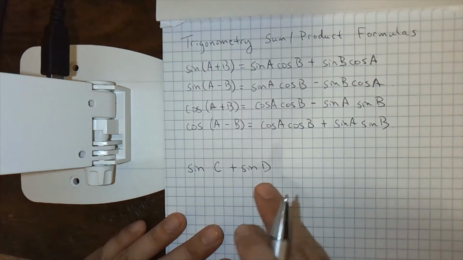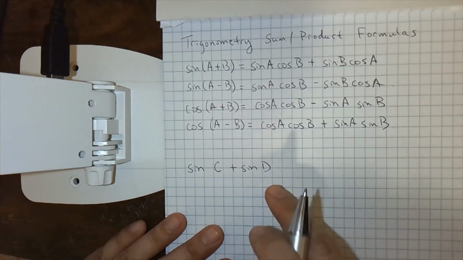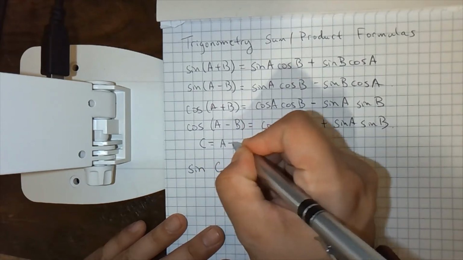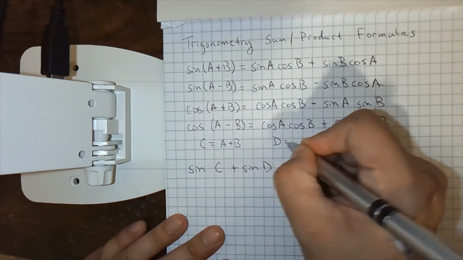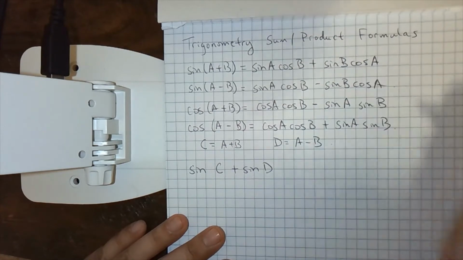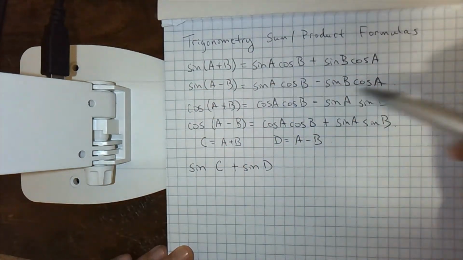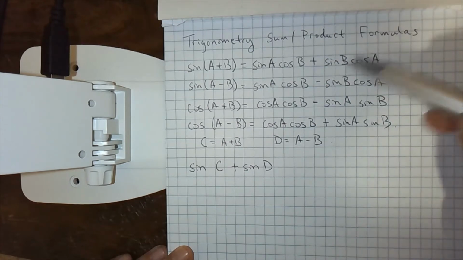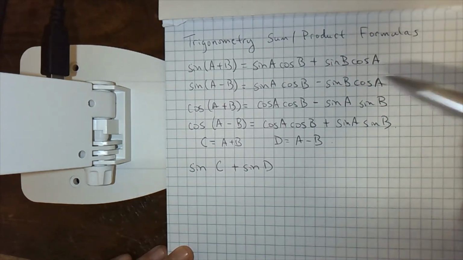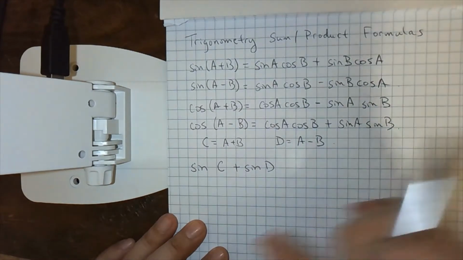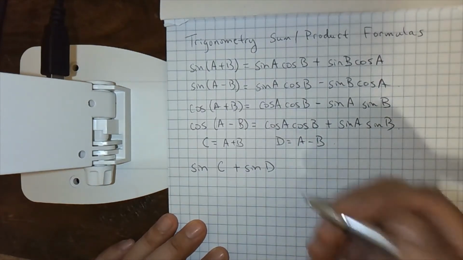For now, let's just try to figure out what this formula should be. The easy way to do this is to let C be A plus B and D be A minus B. And then what happens is we'll be able to use these two formulas. Notice if we add these together, since we have a plus and a minus here, these terms will cancel out. So we'll get a product of two sine or cosine things like we want.